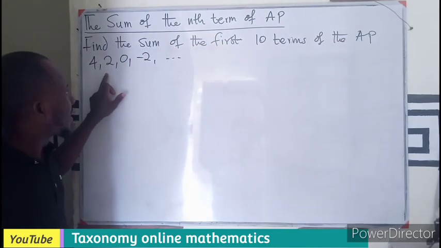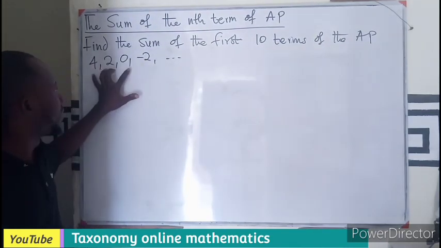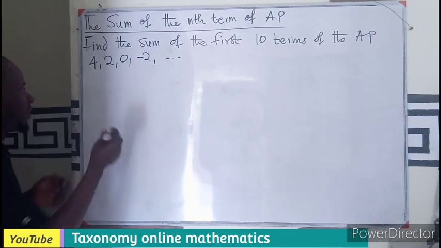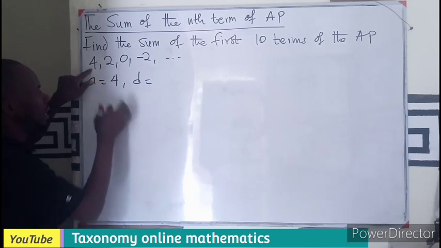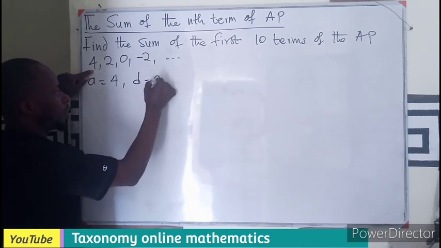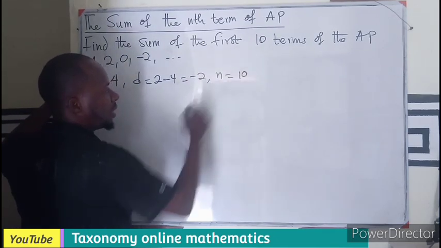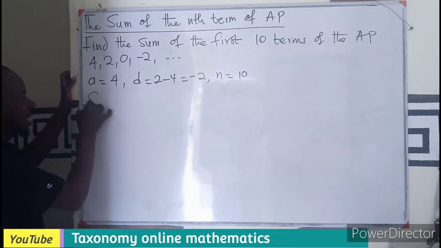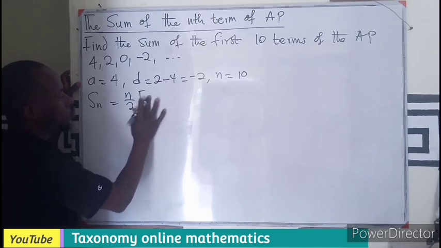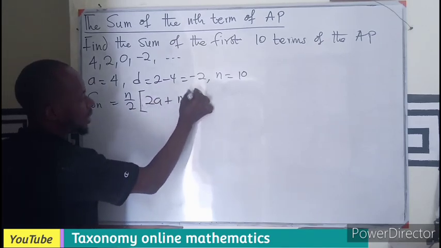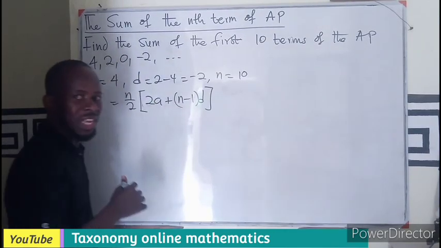So we have to find the sum of the first 10 terms, not all of the terms, of this AP. We know what we need is the first term, which is 4. We need our common difference to be the difference between two consecutive terms. 2 minus 4, which is minus 2. The number of terms we are looking for is what? 10. So per the formula, Sn, which is n over 2, 2a plus n minus 1d. We didn't use the last term here because the last term of this sequence is not known.